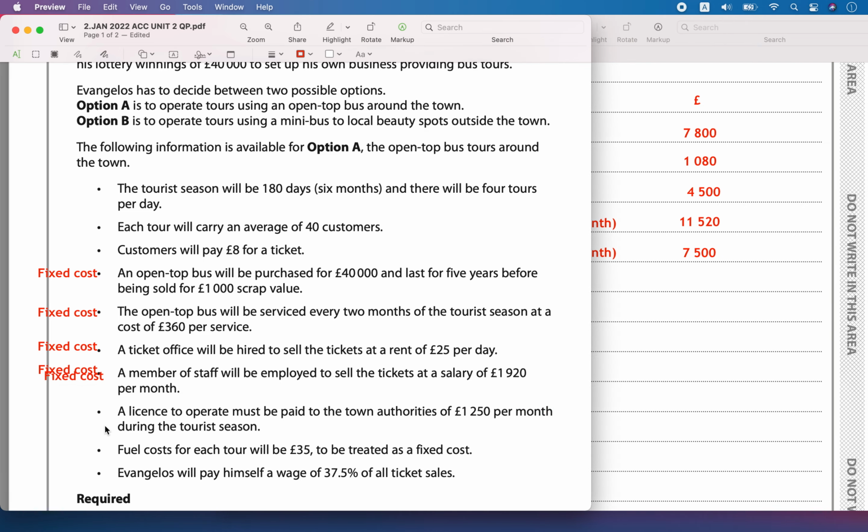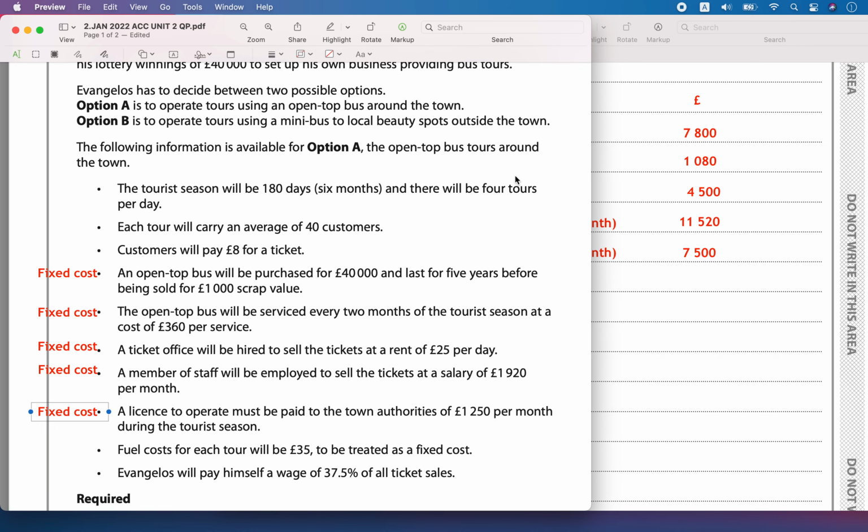And this is also fixed. Every month you have to pay and it is not dependent on the sales. When it becomes dependent on the sales, it becomes a variable cost. So fuel cost for each tour will be 35 pounds. It is to be treated as a fixed cost. They have given here that it is also not dependent on the number of tours or the number of customers or the amount of sales happening.